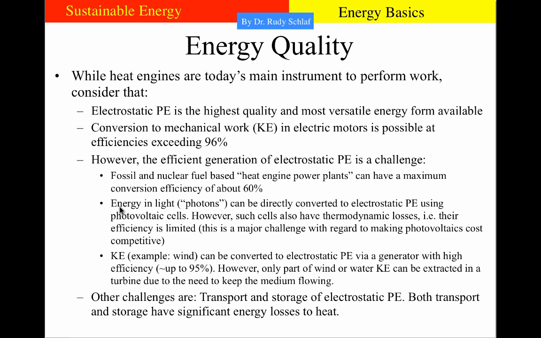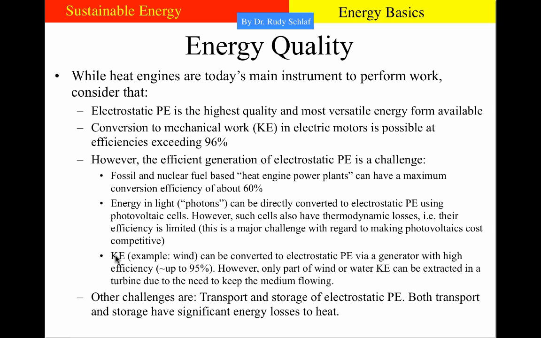If we use light in solar cells, if we use photons, they can of course be directly converted to electrostatic potential energy, and so this can be very efficient. However, since we have a distribution of wavelengths in these photons, and we will discuss that in the solar energy segment, we also have a lot of thermodynamic losses. So solar cells are really not that efficient typically.